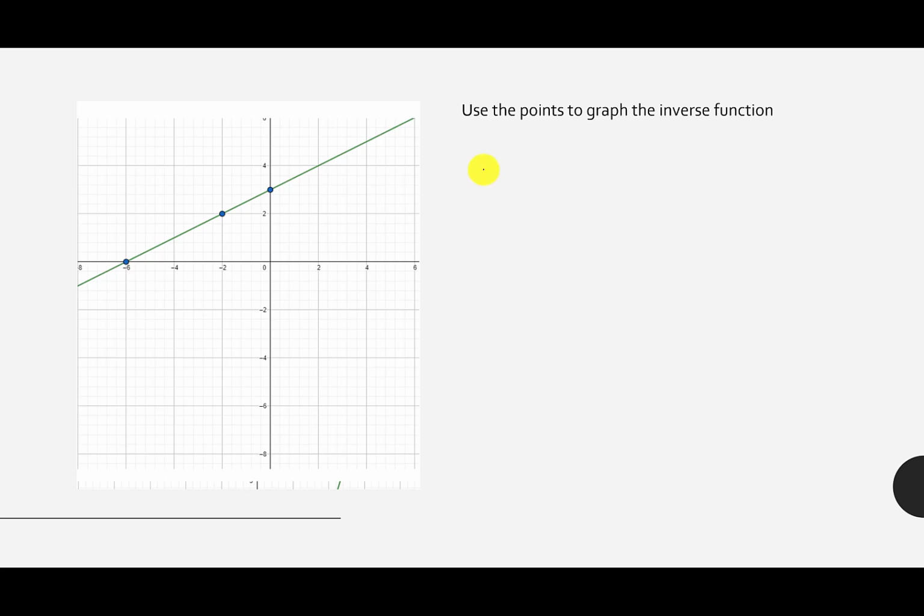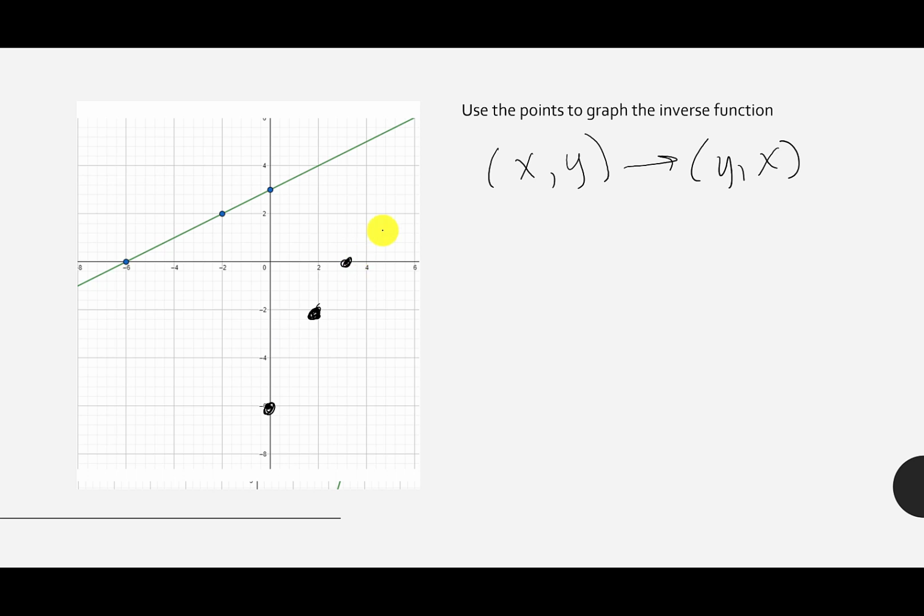And the key to graphing inverse functions is going back to when (x, y) is on f, it means that (y, x) is on the inverse. So I'm just going to reverse the points. I'm going to start here with (-6, 0), and I'm going to change it to (0, -6). Then I have the point (-2, 2). So this time I go over to (2, -2). And then the last point is (0, 3). So I change that into (3, 0).